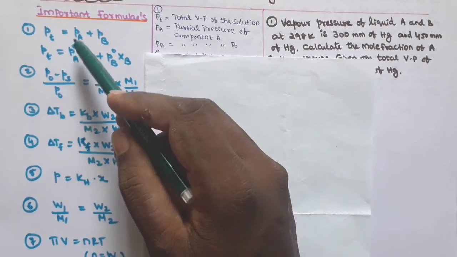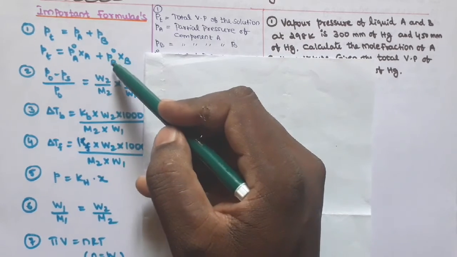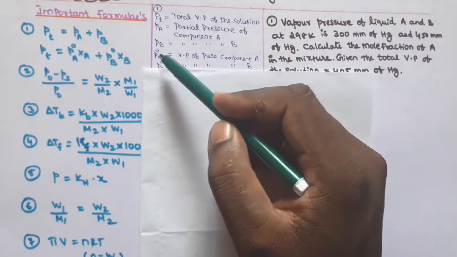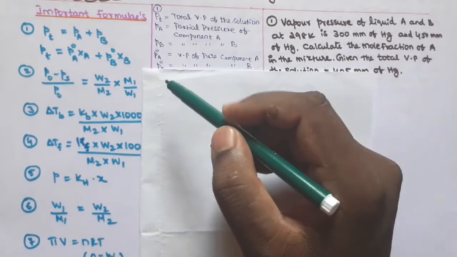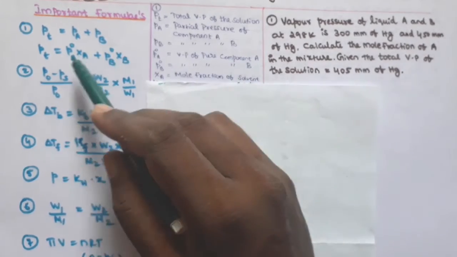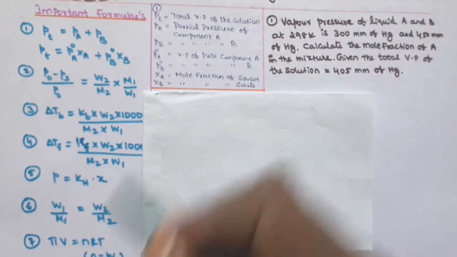So Pt = Pa° Xa + Pb° Xb, where Pa° is the vapor pressure of pure component A and Pb° is the vapor pressure of pure component B. Xa is the mole fraction of the solvent and Xb is the mole fraction of the solute.